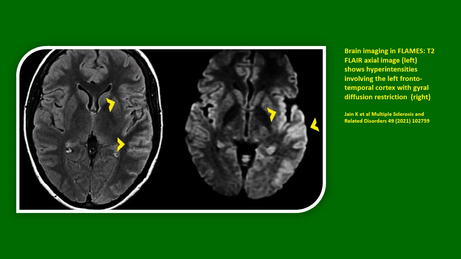This is brain imaging in FLAMES. T2 FLAIR axial image on the left shows hyperintensities involving the left frontotemporal cortex, and the right image shows gyral diffusion restriction in the same areas.